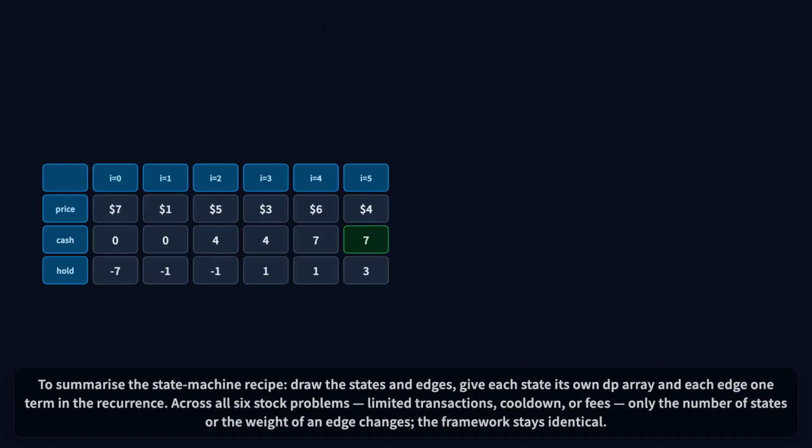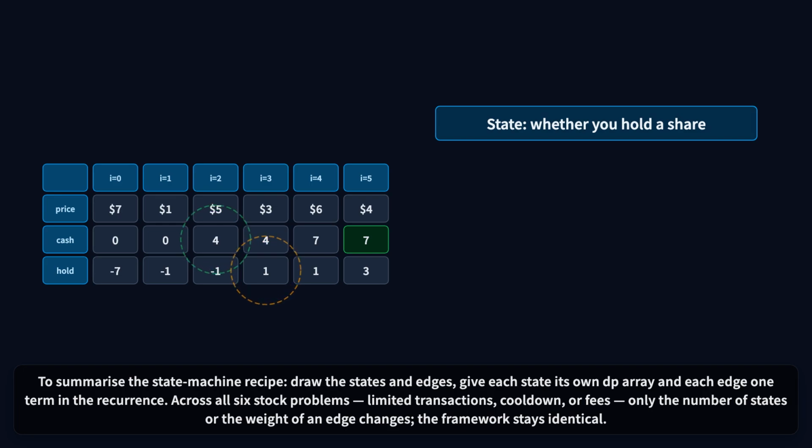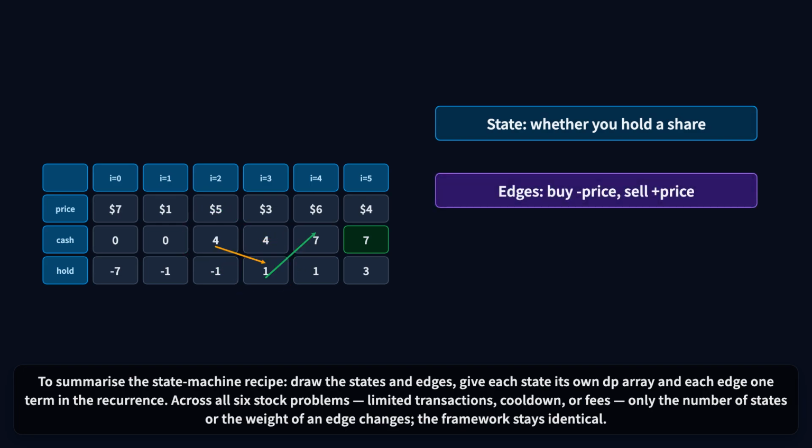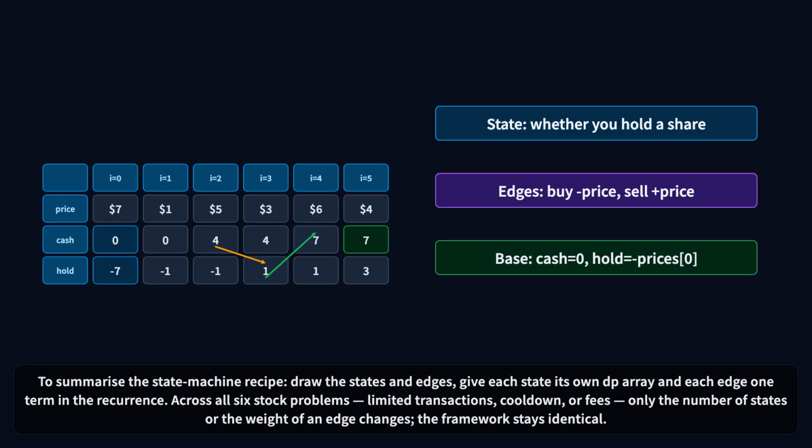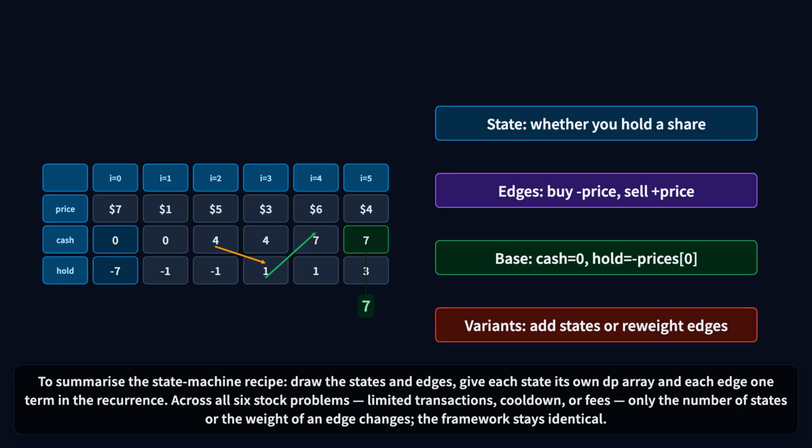To summarize the state machine recipe, draw the states and edges. Give each state its own DP array and each edge one term in the recurrence, across all 6 stock problems. Limited transactions, cooldown, or fees. Only the number of states or the weight of an edge changes. The framework stays identical.